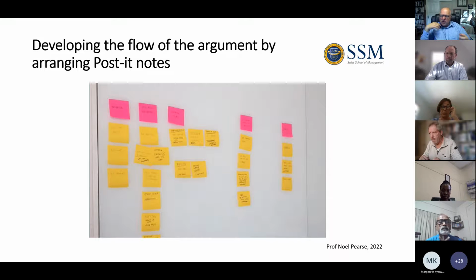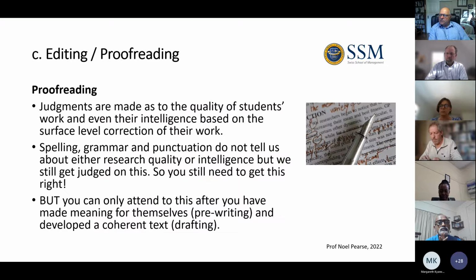You need to break down your whole document into different chapters, sections and paragraphs as you work during this stage. Then the last stage is editing and proofreading. This is very important because judgments are made about the quality of the student's work, and even their intelligence, based on the surface-level correction of their work.